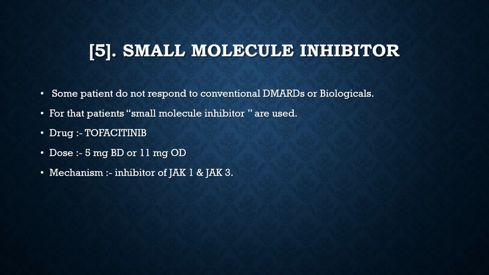The fifth group of drugs which are used for the treatment of rheumatoid arthritis is small molecule inhibitors. Some patients do not respond to the conventional DMARDs or the biological DMARDs. In this case, we have to add the small molecule inhibitor, which is tofacitinib. The dose of tofacitinib is 5 mg BD or 11 mg OD. The mechanism of action of tofacitinib is that it inhibits the JAK1 and JAK3 receptors.